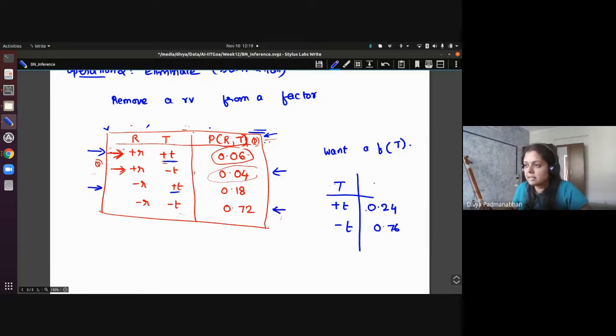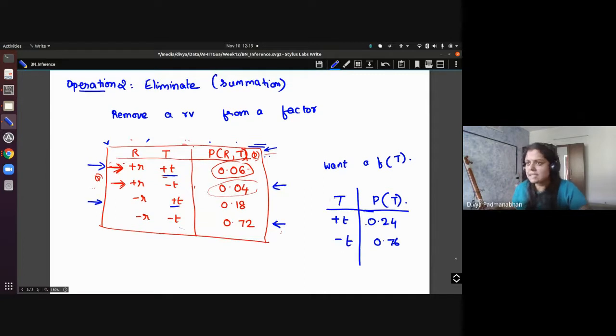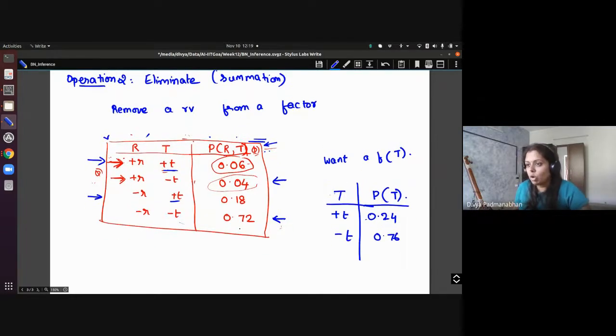And the new factor that you get is, so if this is a probability, this is also going to be a probability. Okay, because it's just summing out the values of R. So this is going to give you P of T. Okay, so it's as simple as that. Eliminate just sums out the values corresponding to a particular random variable. So here what we have done is we have eliminated R. So eliminate R from this table gives you this.